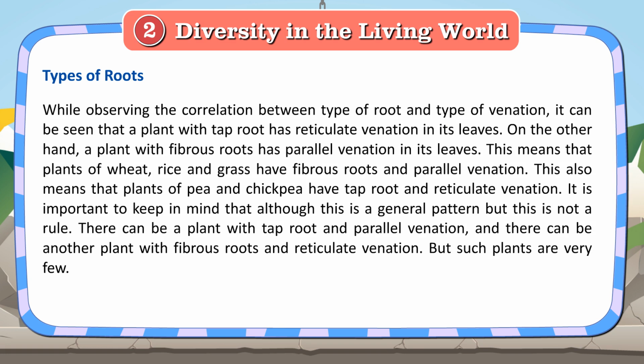While observing the correlation between type of root and type of venation, it can be seen that a plant with taproot has reticulate venation in its leaves. On the other hand, a plant with fiber roots has parallel venation in its leaves. This means that plants of wheat, rice and grass have fiber roots and parallel venation. This also means that plants of pea and chickpea have taproot and reticulate venation.